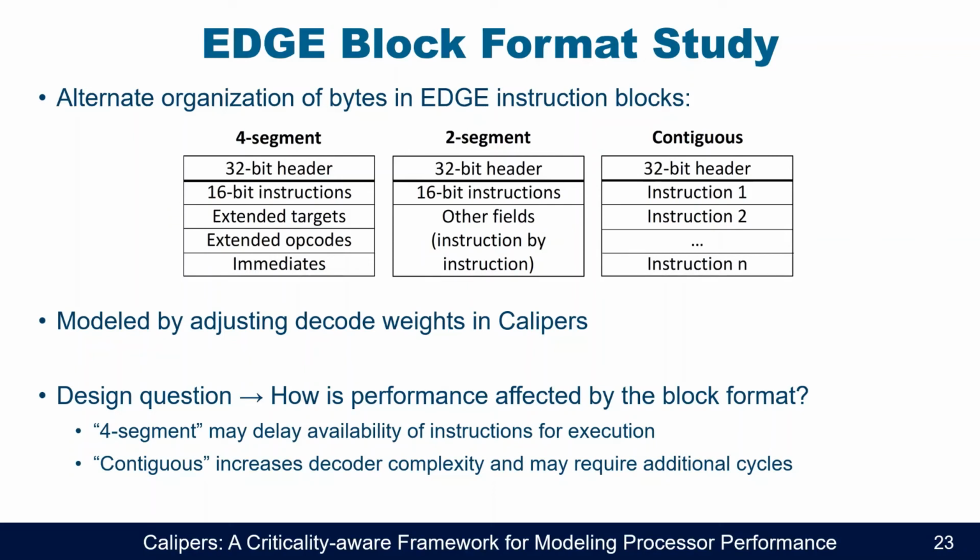The effect of different block formats is modeled by adjusting decode edge weights in the graph in Calipers. The trade-off that we want to study here is that while the segmented formats simplify decoding, they may delay availability of instructions to when their additional bytes are decoded. On the other hand, the contiguous format doesn't have this issue, but it requires a more complex decoder.